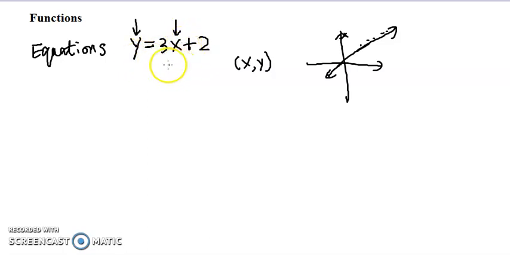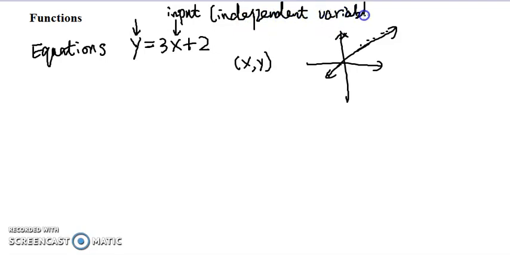A function usually has what we call an input, or you can call it the independent variable. The formal name is independent variable. And then there is an output, y. We can call it the dependent variable. The reason we call it the dependent variable is that this value of y depends on what x is.